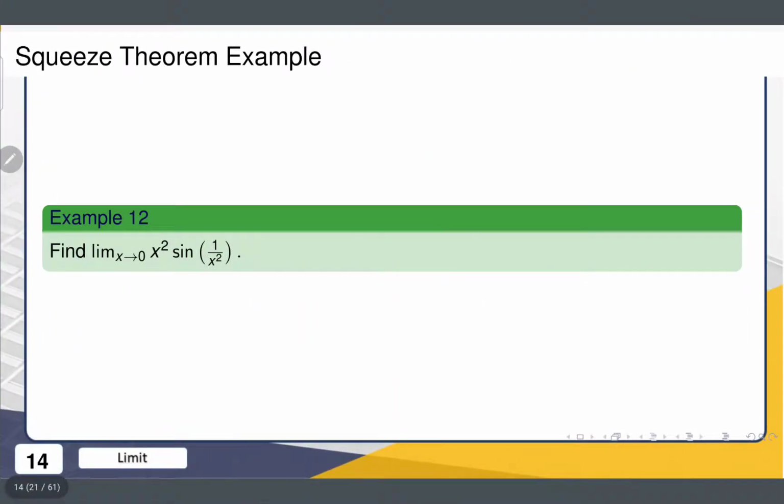So for example, like this. We will use this in certain conditions later on, but this is the example. We have -1 is less than or equal to sin(1/x²), which is less than or equal to 1. If we multiply with x squared, so what we have, please note that x squared is always non-negative. That's why the inequality positions remain the same. So we have this one.